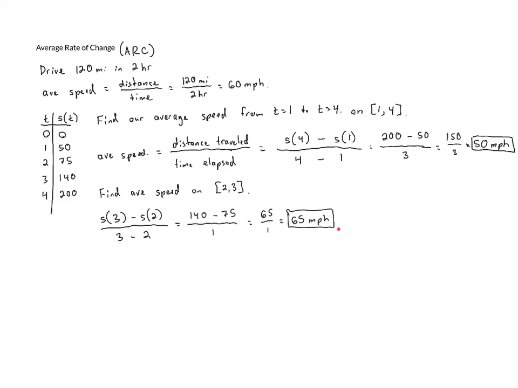So it looks like we were going a little bit faster between hours 2 and 3 than our average speed between hours 1 and 4. If we wanted to, we could do these calculations for any other interval between these values of t, but this is all I want to do right now. In the next video, we're going to look at this more generally. Instead of looking just at speed, we're going to be looking at rates of change. We'll develop a formula for the average rate of change of a function, and we'll look at a numerical example.